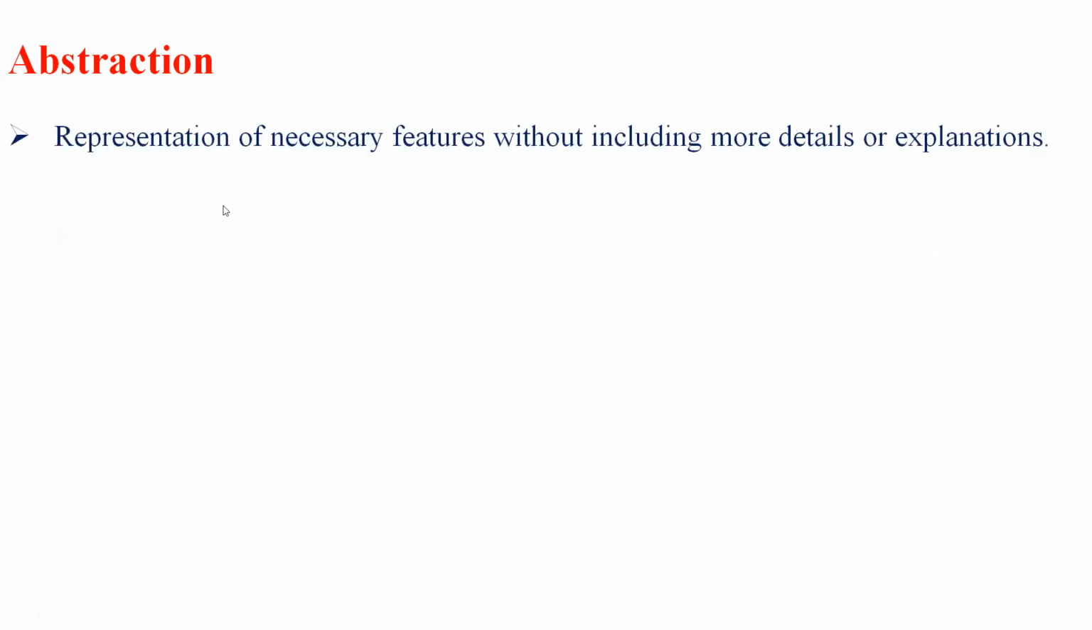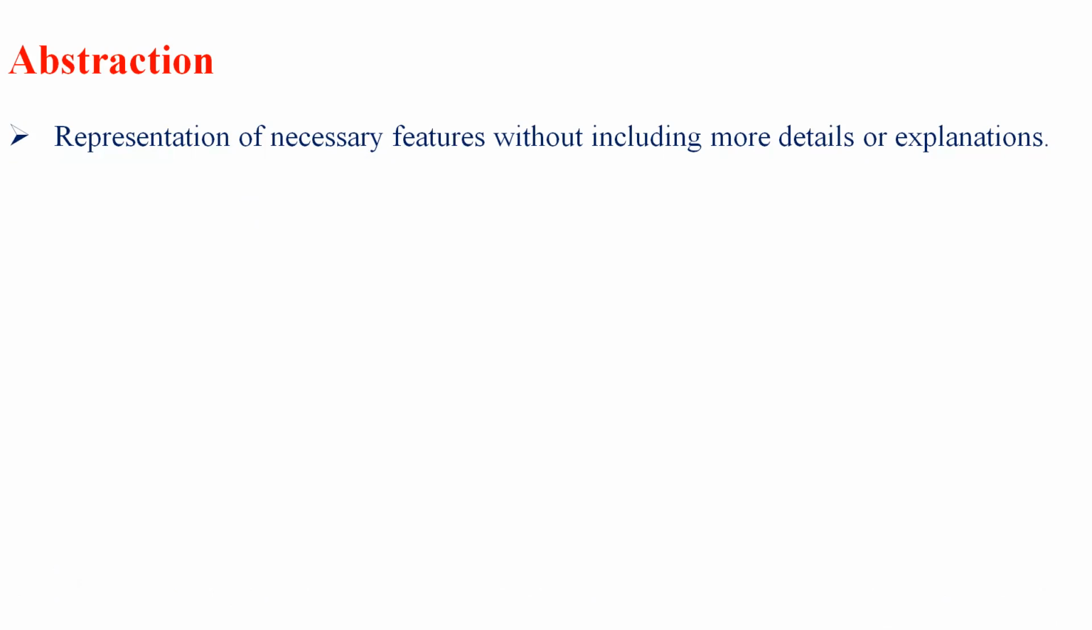So let us start with the very first feature, that is abstraction. This is the first major principle of object-oriented programming, that is abstraction. Abstraction is a way of representing or exposing the essential features of an entity without including much more explanation, just by ignoring the irrelevant details.